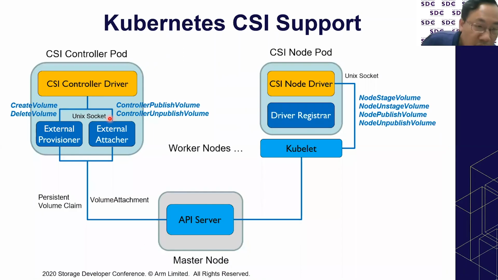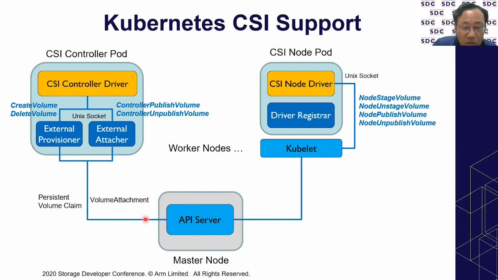This picture should make the concept clear. This is a CSI controller pod. In this controller pod, there are 3 containers. First is the CSI controller driver. This is what we need to develop. And there are 2 sidecar containers, external provisioner and external attacher. They are provided by the Kubernetes community.